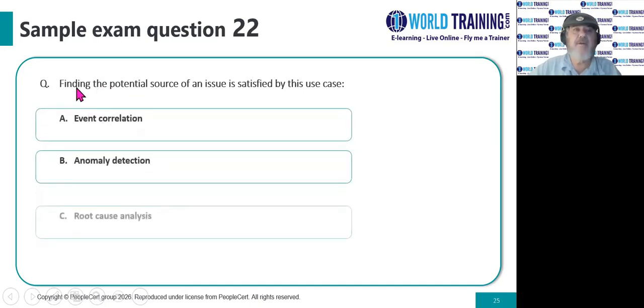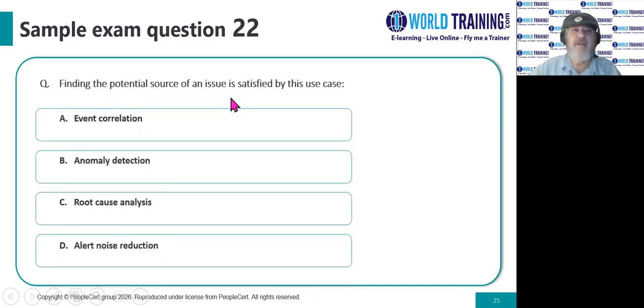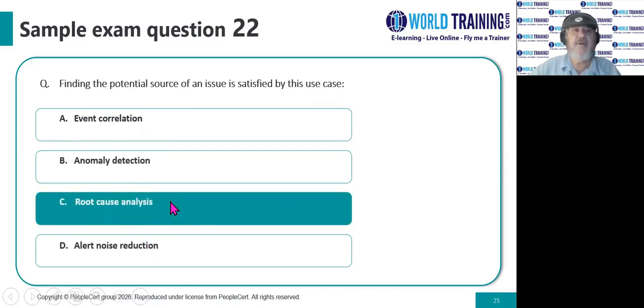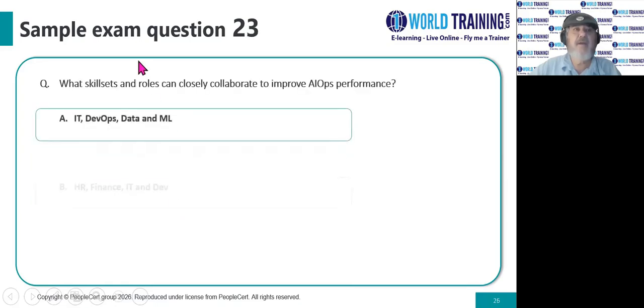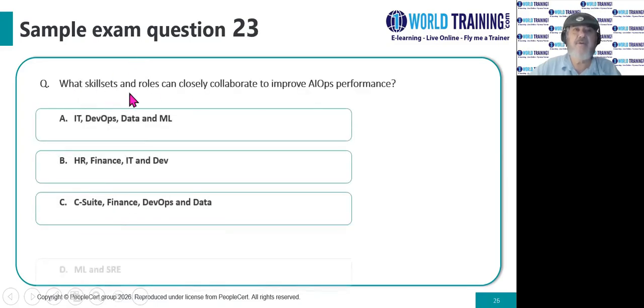Okay, so question 22. Finding the potential source of an issue is satisfied by this use case. Source of an issue. Event correlation. It could help. Anomaly, that could help. Root cause analysis is more directly a good answer. So I'd say C. Alert noise reduction. Not directly. So C. Root cause analysis.